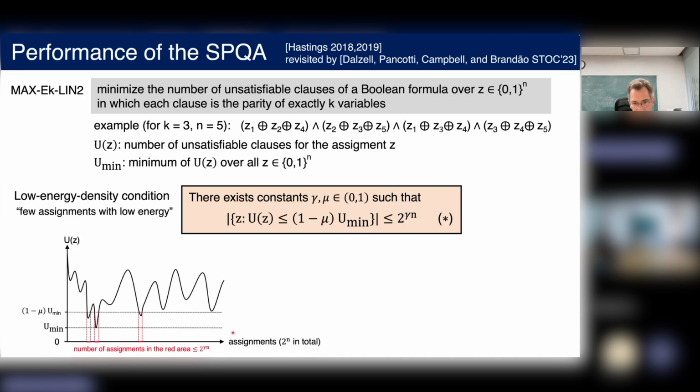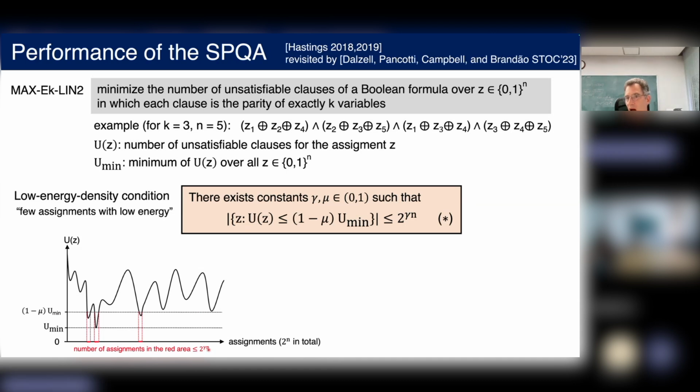It's a graph where the vertical axis is the number of unsatisfiable clauses, and the horizontal axis represents all the 2 to the n assignments. Each assignment has a different value of UZ, and the minimum value is achieved here. And this low energy density condition says that if you look at the number of assignments with value UZ smaller than this threshold, smaller than this line, then you have only a few of them, smaller than 2 to the gamma n.